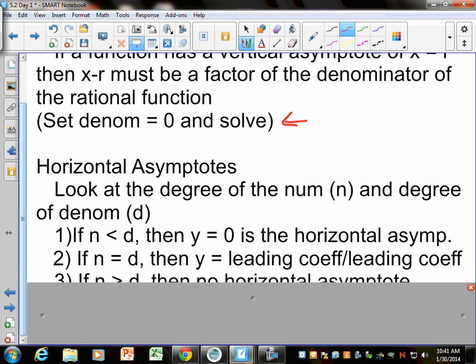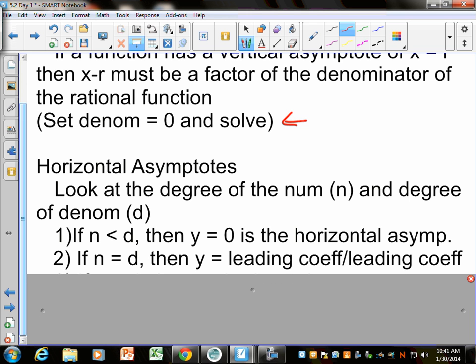What else could happen? This is, I think, the weirdest one to write out. If the numerator and the denominator have the same degree, and we're going to do examples of this, then your asymptote is whatever the leading coefficients are. So it really could be anything. So I wrote y equals leading coefficient over leading coefficient, because you have to take the leading coefficient of the numerator over the leading coefficient of the denominator.